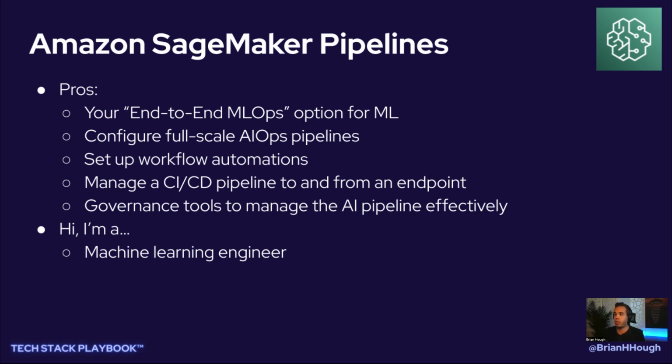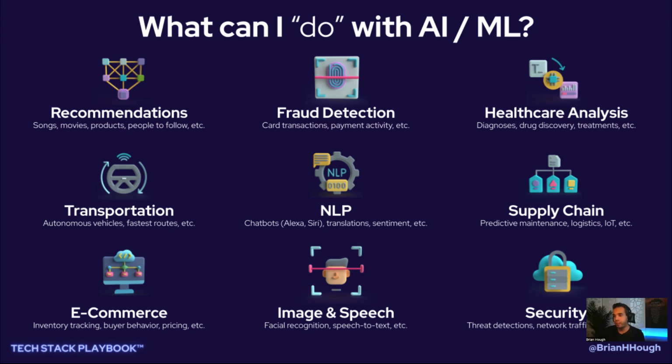And also with SageMaker pipelines, you have sort of your end-to-end MLOps option. So that'll allow you to configure AI ops pipelines at scale. You can also set up workflow automations and do CI/CD pipelines with really any endpoint. And there's also governance tools to help you manage that effectively. And if you're a machine learning engineer, you might be interested in SageMaker pipelines for your use case of building that end-to-end system.